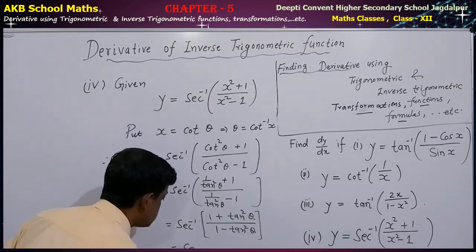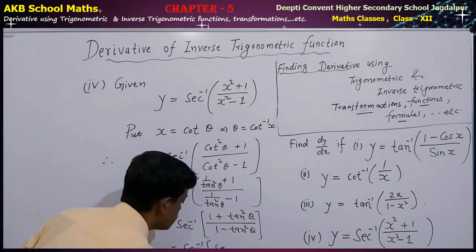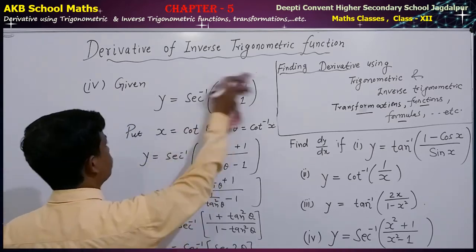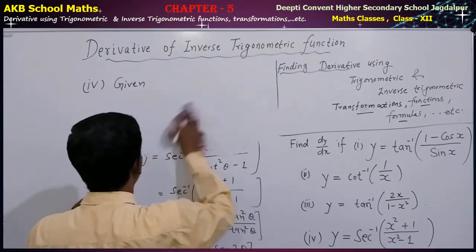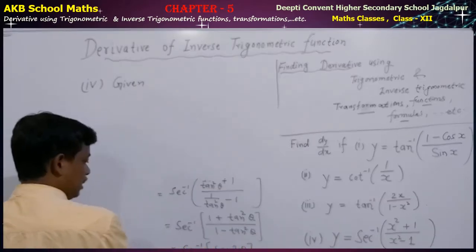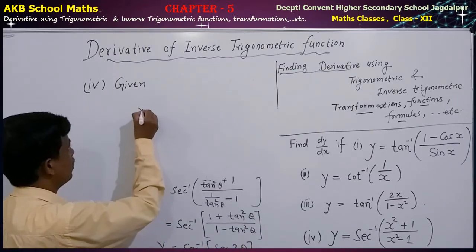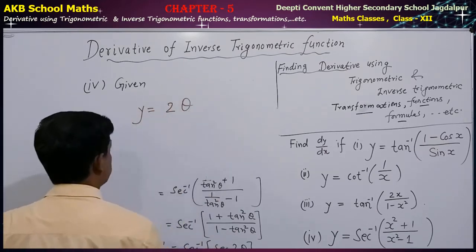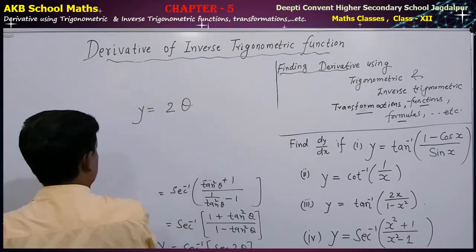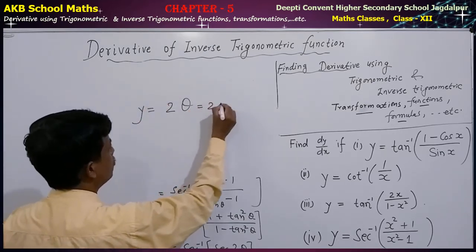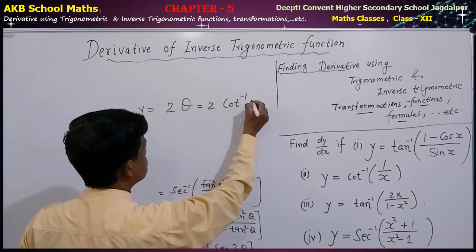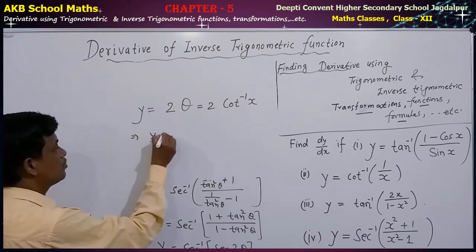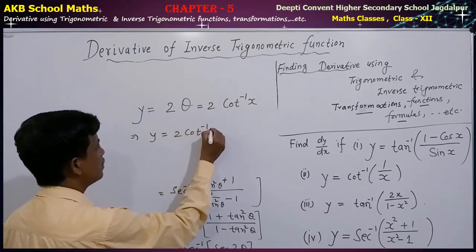So sec inverse of sec 2 theta. That's why we are getting y equals 2 theta, as sec cancels. Yes? Question 4. Now y equals 2 theta, and 2 theta means 2 of cot inverse x, because theta equals cot inverse x. So we are getting y equals 2 cot inverse x.